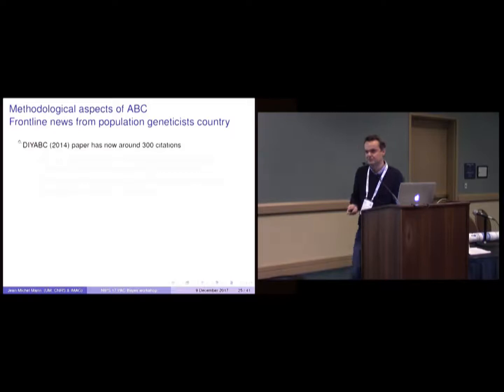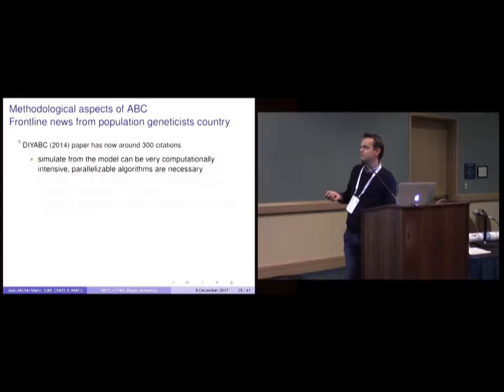Simulating from the model can be very computationally intensive, and so parallelized algorithms are necessary. Okay, that's the first point. For this class of population genetics model, you need to design an algorithm which can use parallelization in an easy way. Okay, that's the first thing.